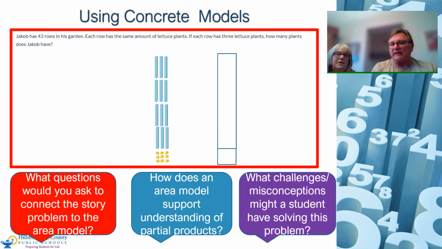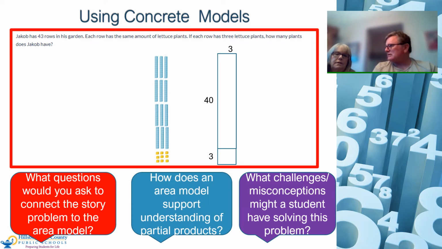There you go. And that's what we want students to be able to do, but we can't start here. How would you label that open area model, Daryl? Well, I would do something like that, where I see my 40 groups of 3 with all those rods, and I see my 3 groups of 3 with those individual lettuce plants. All right. Make sense? Yes.